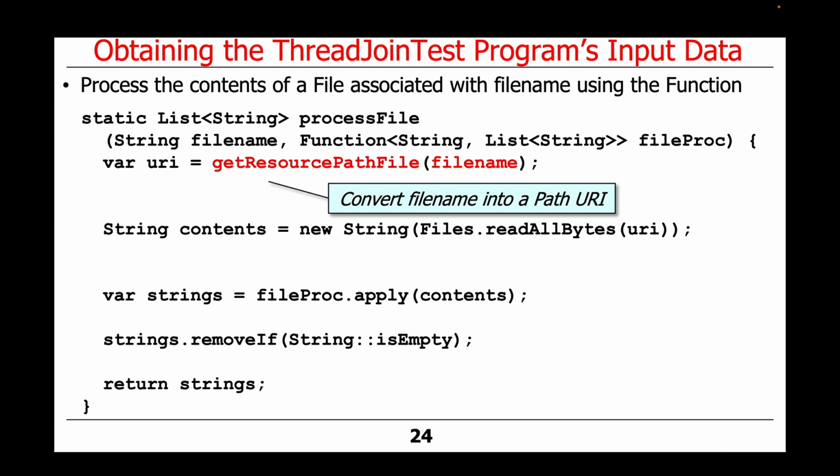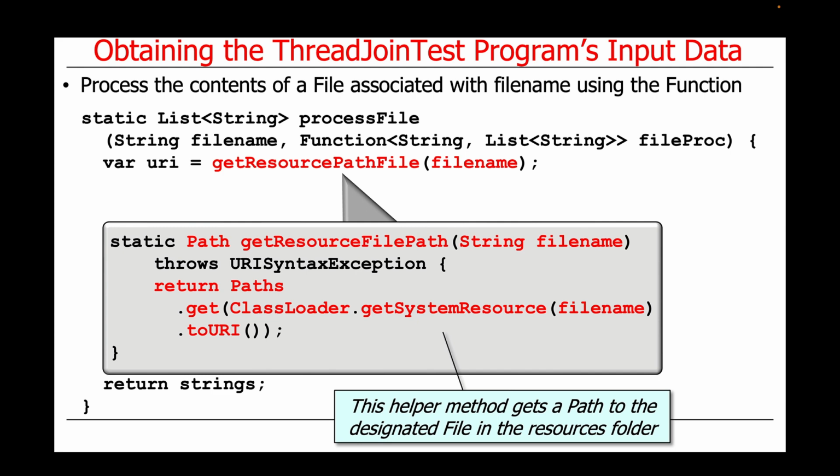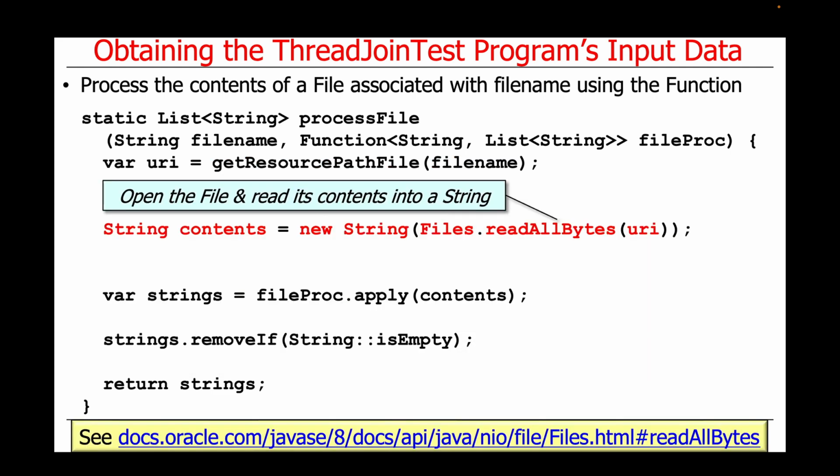The first thing the processFile method does is call the getResourcePathFile helper method to convert the file name into a path URI. This helper method gets a path to the designated file in the resources folder. Once the URI path has been obtained, the readAllBytes method on the Files class is called to open the file and read its contents into a string.